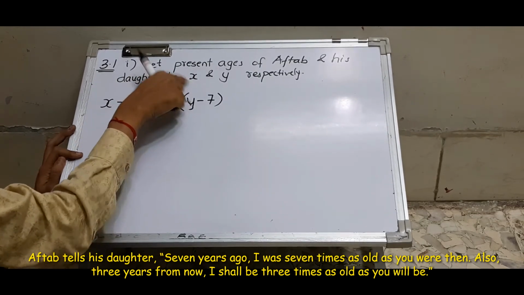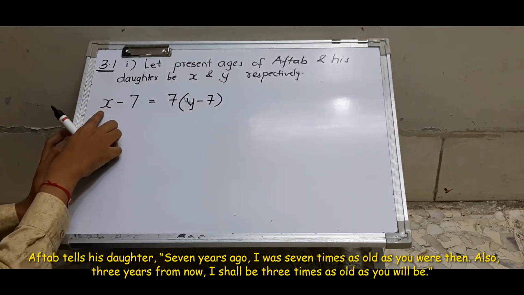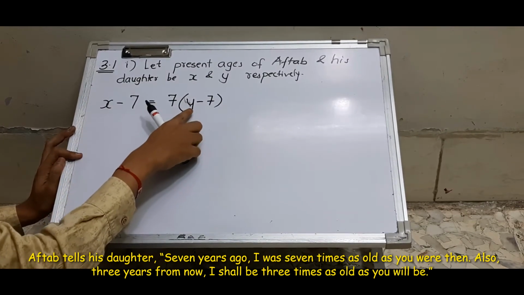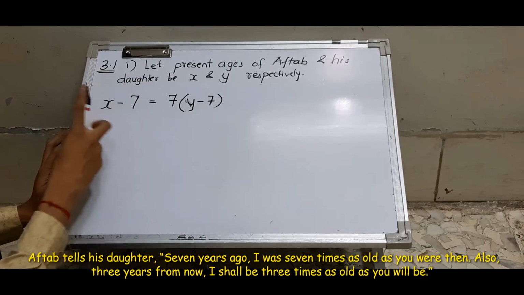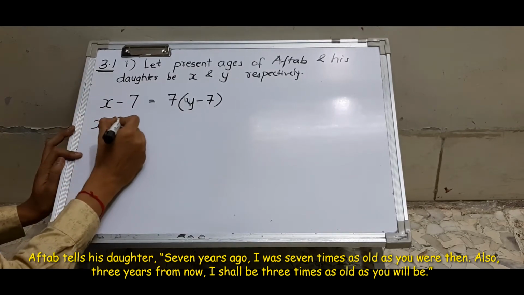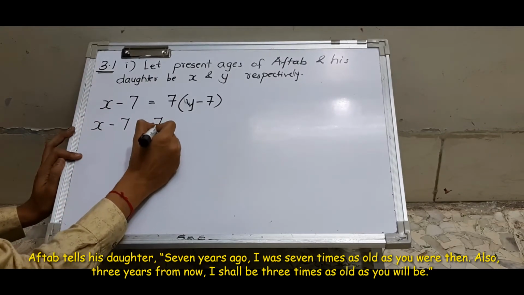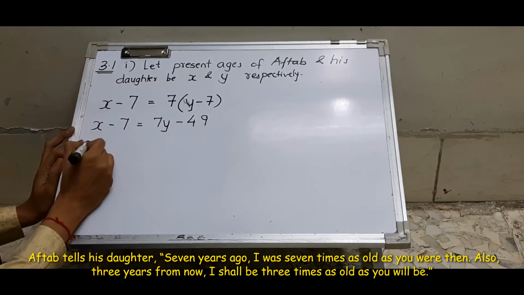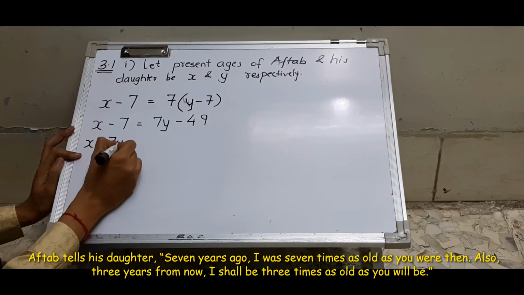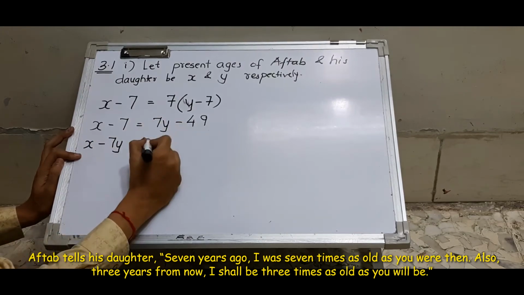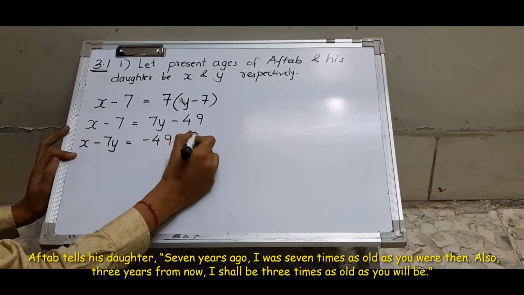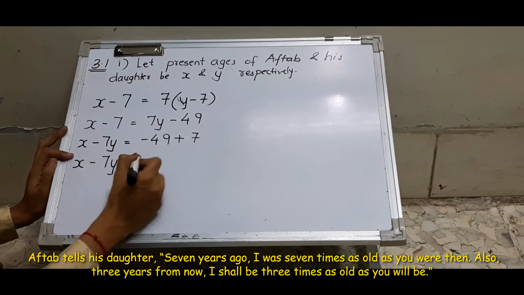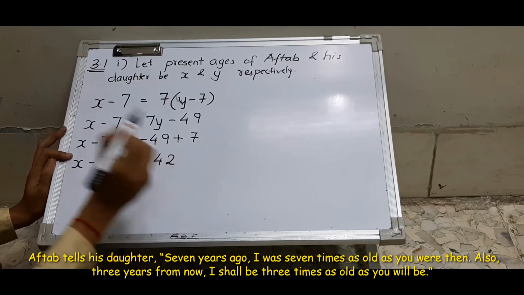So I am subtracting 7 years from my current age. Today my age is x. 7 years ago, my age will be x minus 7. Similarly, my daughter's age should be present age minus 7. So if I simplify this, I'll get x minus 7 equals 7y minus 49. That is x minus 7y equals minus 49 plus 7. That is x minus 7y equals minus 42.